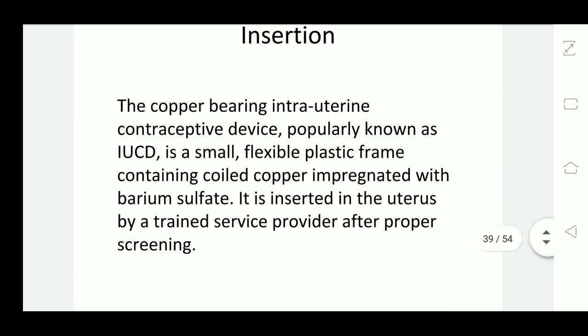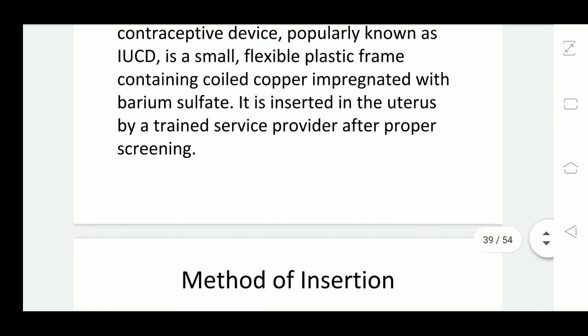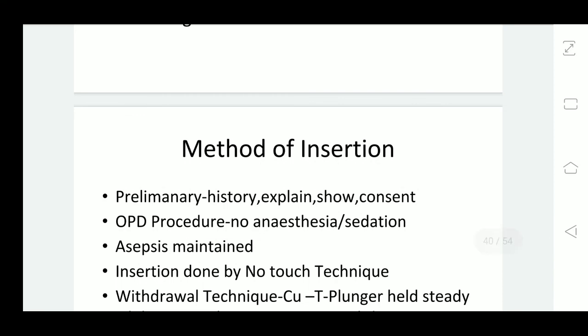What is this common copper T? It is a copper bearing intrauterine contraceptive device, popularly known as IUCD. It is a small flexible plastic frame of different shapes, could be T, could be 7, or could be a vertical stem with fins. It contains coiled copper impregnated with barium sulfate. It is inserted in the uterus by a trained service provider after proper screening. Method of insertion.